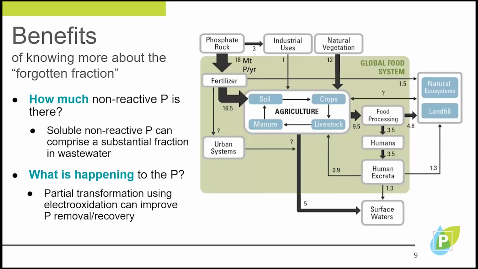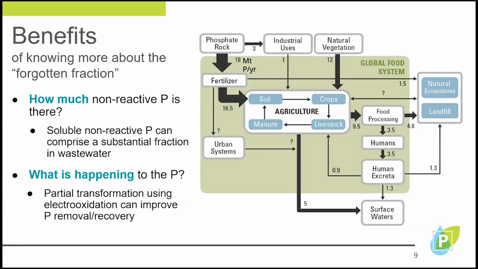So at the end of our study, I think the biggest benefit that comes out of this is really knowing more about this forgotten fraction of phosphorus. So how much is out there? Where's it at? We looked at wastewater, but this non-reactive phosphorus can occur throughout the global food system, and it can actually be a substantial fraction of some of the different flows. So knowing that it's there and then understanding what happens to that phosphorus can be a really, really important part of phosphorus management.